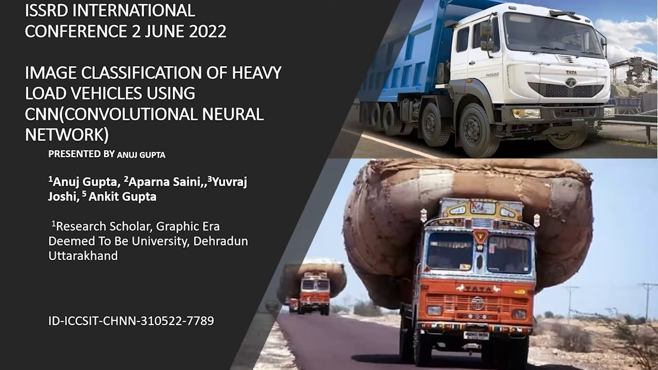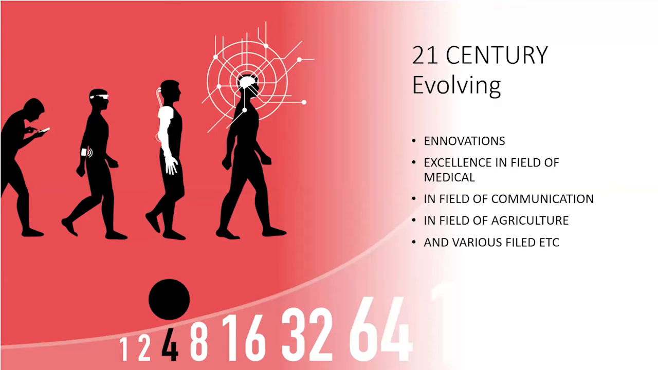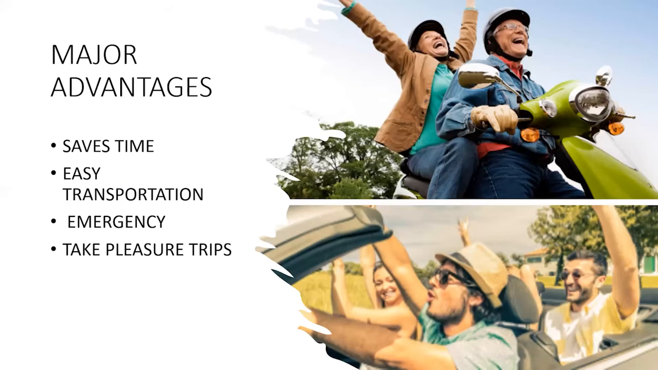Today we are going to discuss image classification of heavy load vehicles using CNN. As we are evolving from the 21st century, humans have evolved. We have created excellent innovations for the betterment of the human race, one of the most important being vehicles.